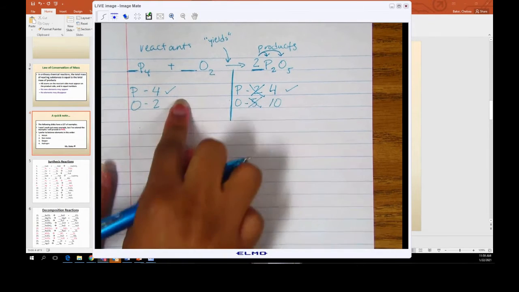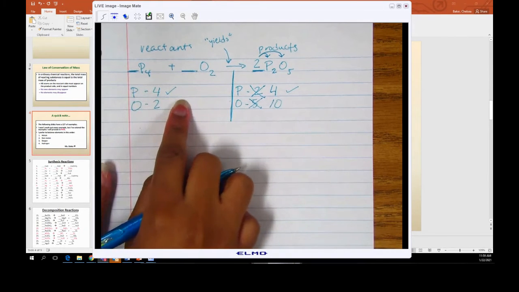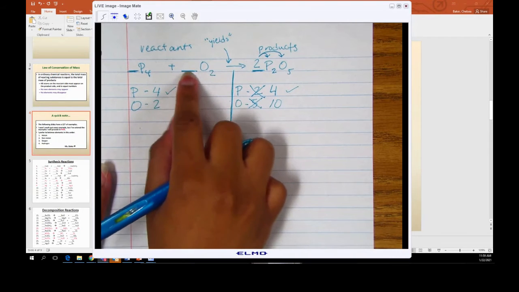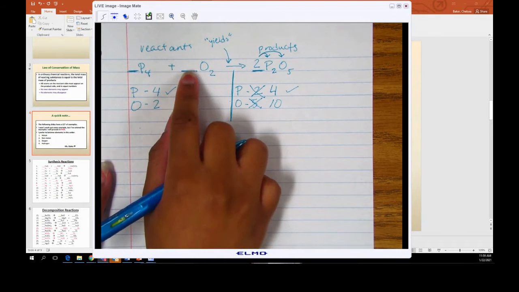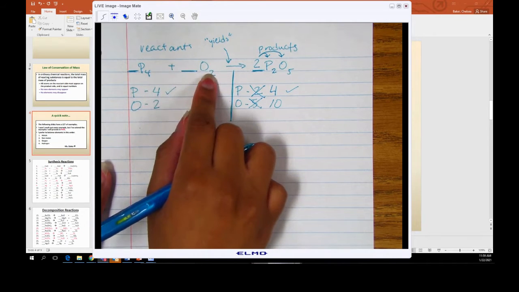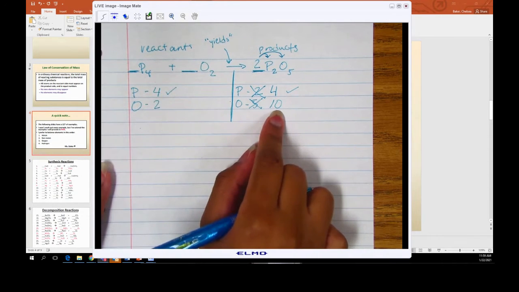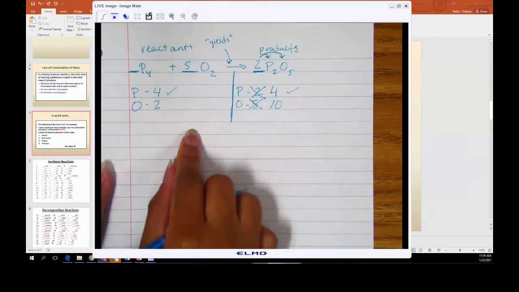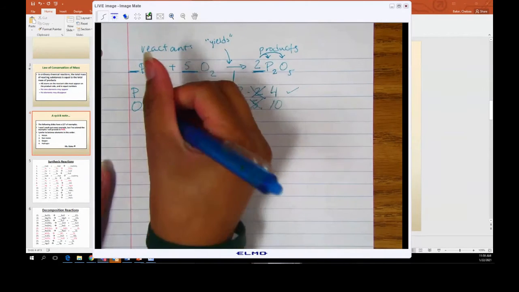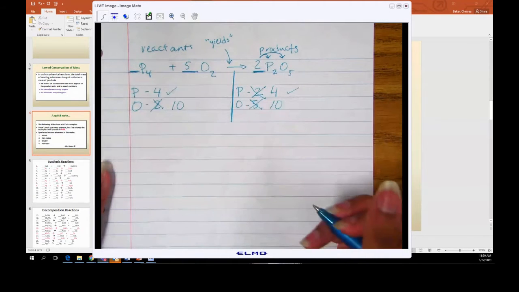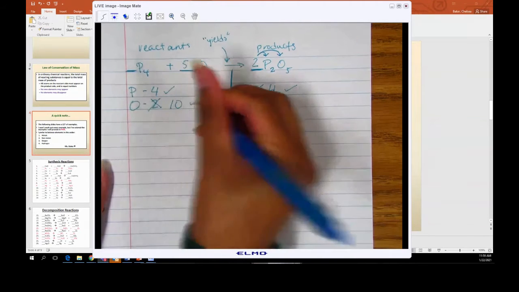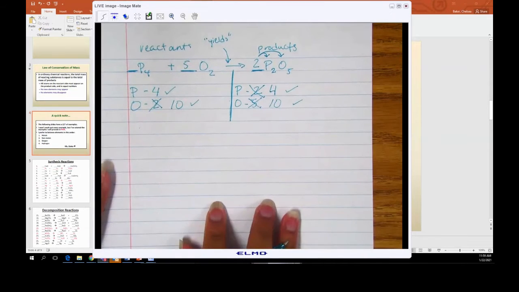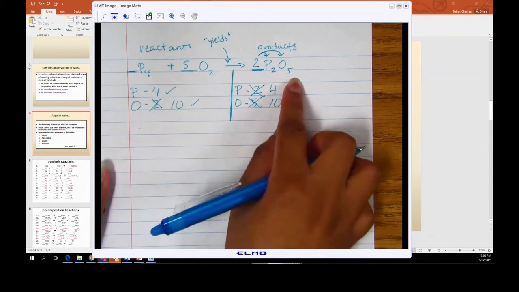So I go back to my reactant side. All right, I've got an O2, and I can change the coefficient in front of that. Well, there's a coefficient I can put that when I multiply it by 2, it'll give me 10. So it'll match what I have on this side. That coefficient would be 5. 5 times 2 gives me 10 oxygens. And now I'm balanced. This is okay as is.